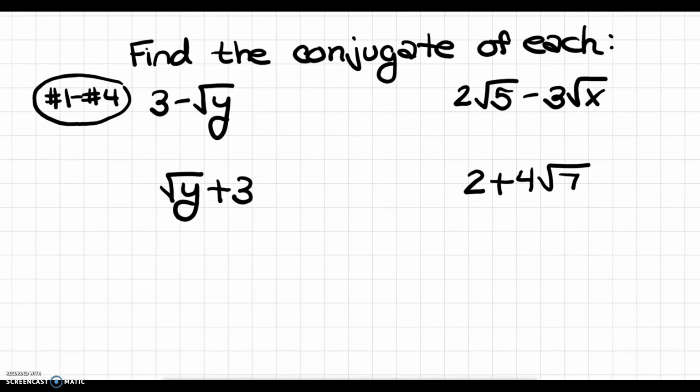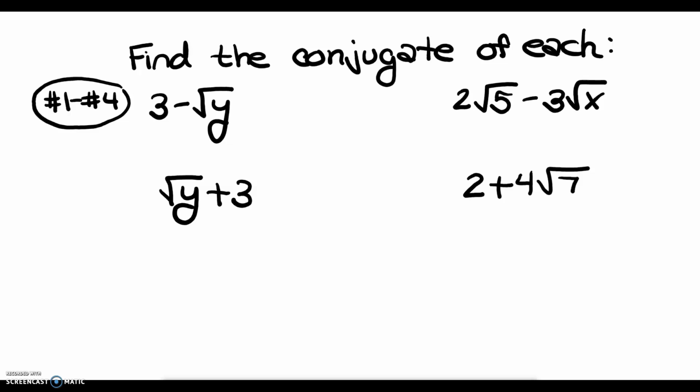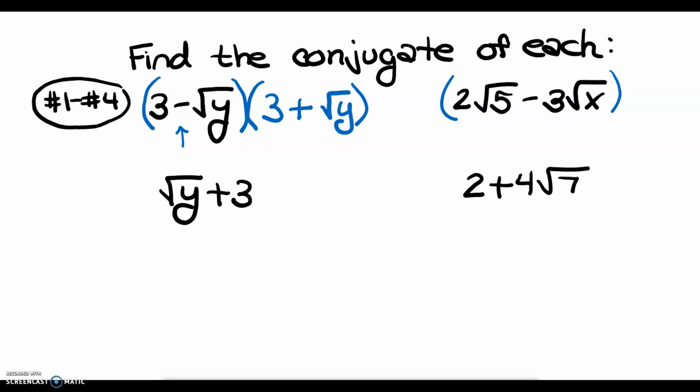So let's first start off by finding conjugates. When I find a conjugate, I'm looking for the same two terms, but separated by the opposite sign. So for this one, the conjugate pair, I'm going to have a 3 and a radical y, but instead of putting a minus here, I'm going to put a plus. It has to be the opposite. Here I have 2 radical 5 and minus 3 radical x. So the conjugate is going to have 2 radical 5 and 3 radical x, but instead of the minus, it's a plus.